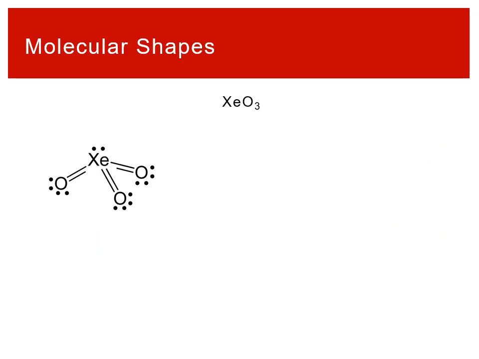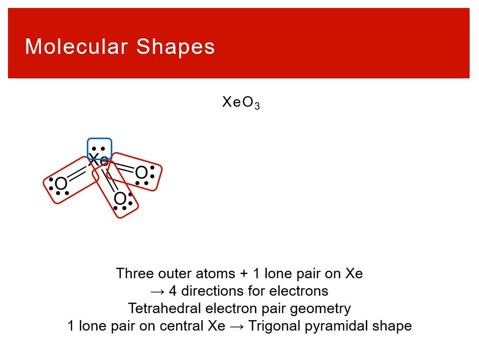Xenon trioxide. When we want to figure out its shape, xenon is the central atom. It's bonded to 3 outer atoms, and we can see it has 1 lone pair. So this would have a tetrahedral electron pair geometry, but there is a lone pair on the central atom, so that means it has a trigonal pyramidal shape. So xenon trioxide is going to look something like this.